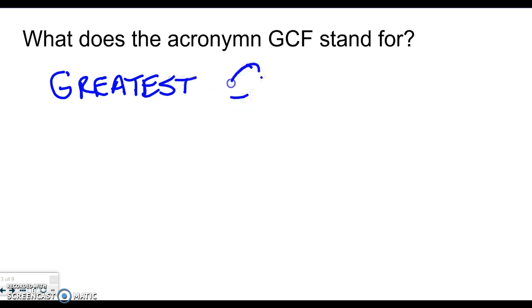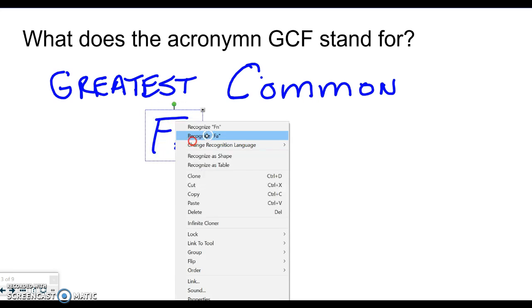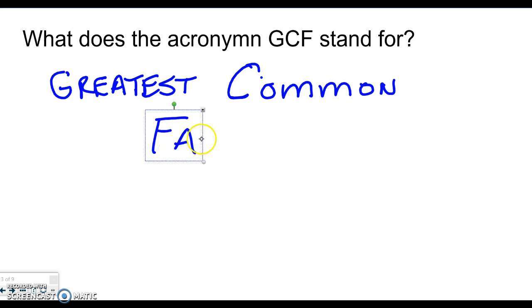common. I'm not used to writing this slow. This thing does not keep up with me. Factor. What happened there? Push the button. Okay. So that's greatest common factor.